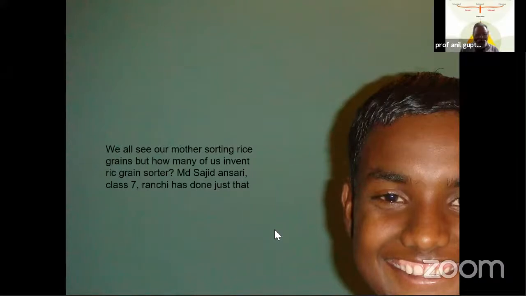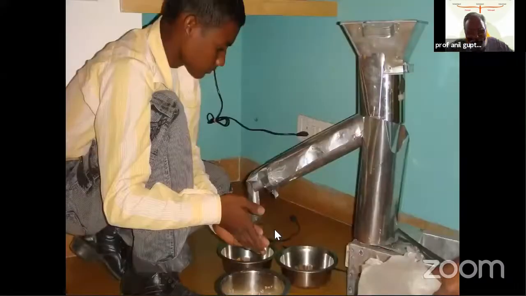So he was in class 7. He invented a very interesting system using centrifugal force to separate the grain from the inert material, because when the movement takes place, they will come out at different chutes because of the weight, mass versus mass and velocity. And this way he separated them.